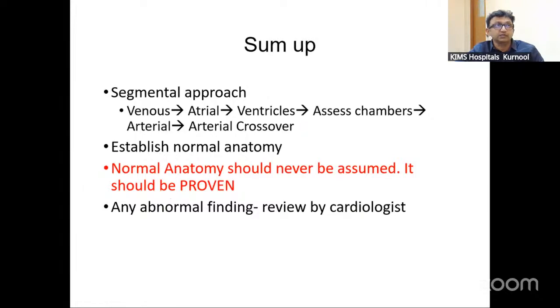Now always document what you see and don't assume things. If you can't find it, document that such a thing could not be visualized. So normal anatomy should never be assumed. It should be proven. And any abnormal finding that you find, ask your cardiologist to review the scan.